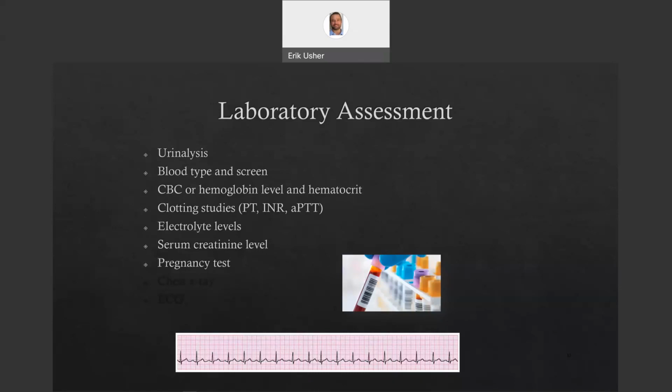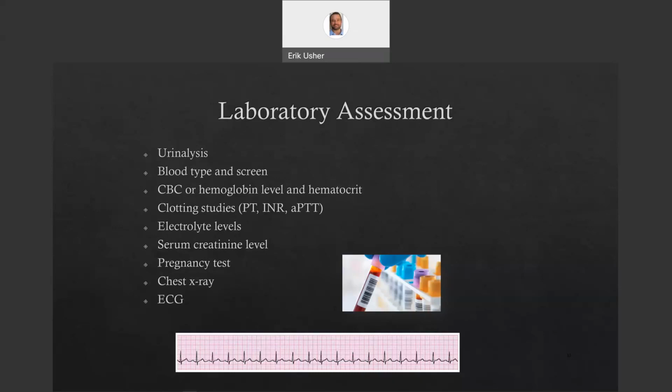Pregnancy test is huge because some of these procedures, the medications that you give can affect that fetus. So that needs to be known. Also, if there's a procedure that involves radiography during it, if they're going to be doing C-arm or x-rays or fluoroscopy, that's going to be a huge one. Good chest x-ray, we want to see if there's any underlying pulmonary pathology, and an EKG.